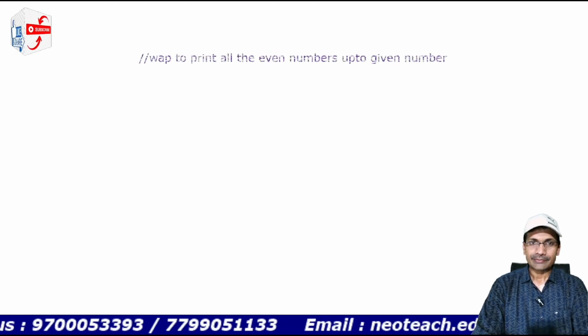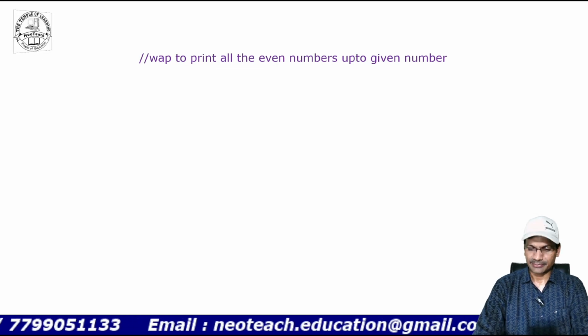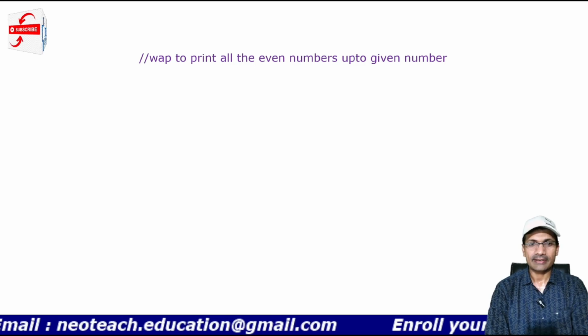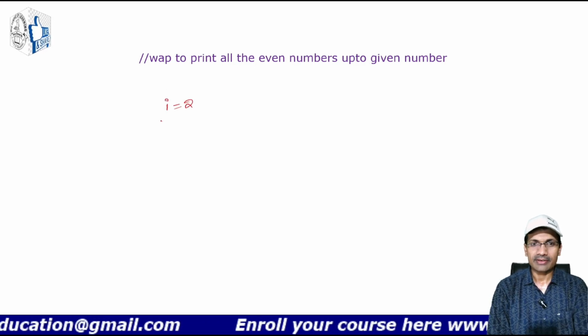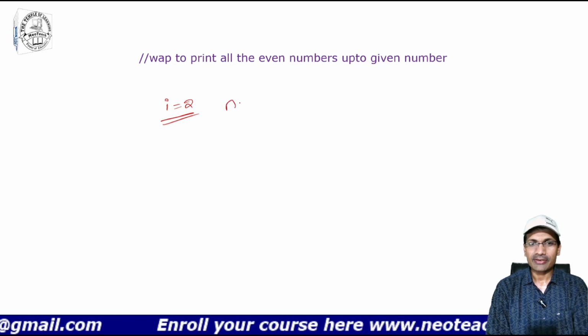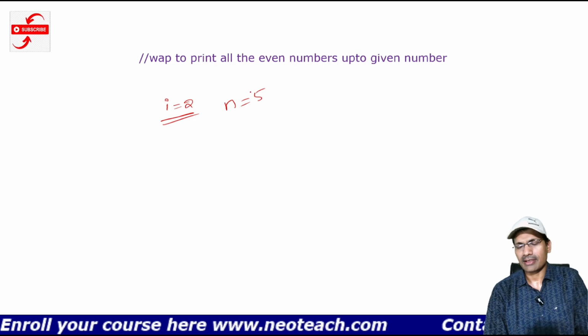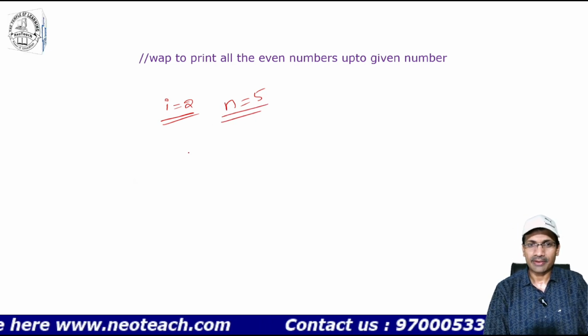Write a program to print all the even numbers up to a given number. In the same manner, even numbers start with 2, so the I value needs to start with 2. And n is going to be some particular number, like 5, 10, 100 or 1500. So we are going to give one more number.